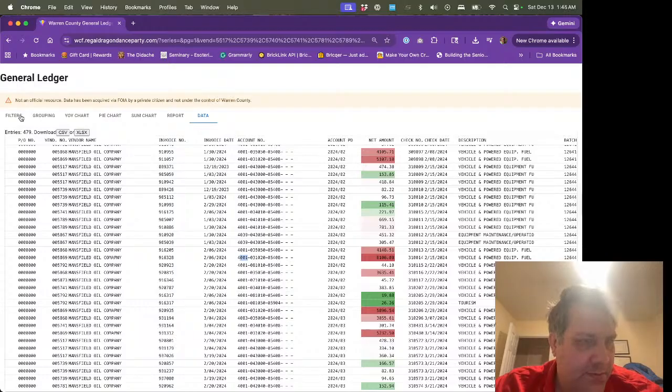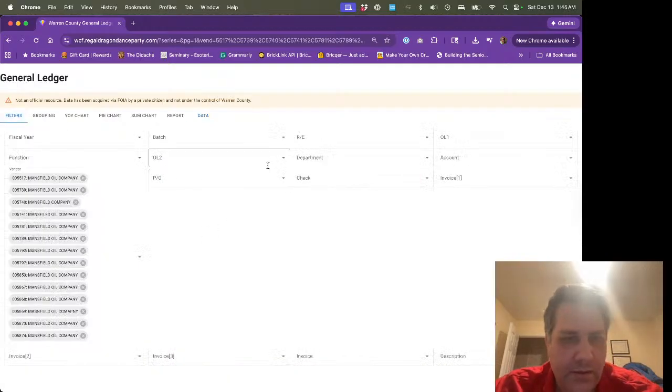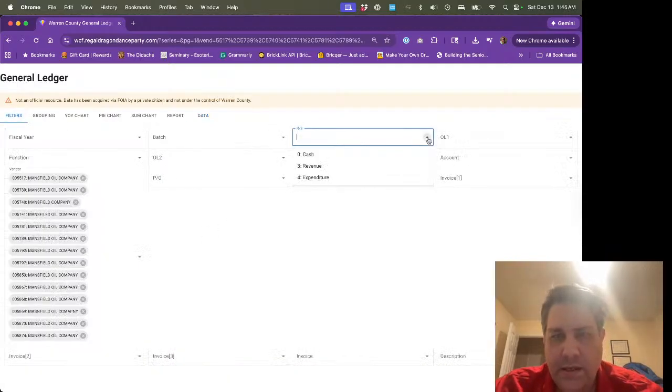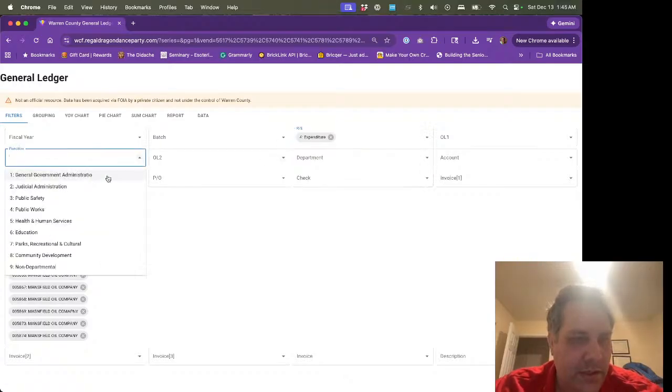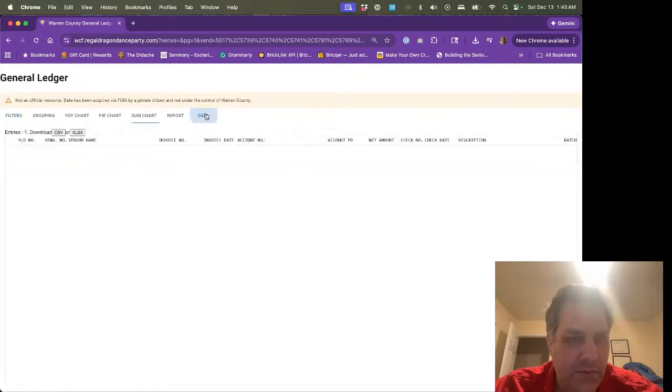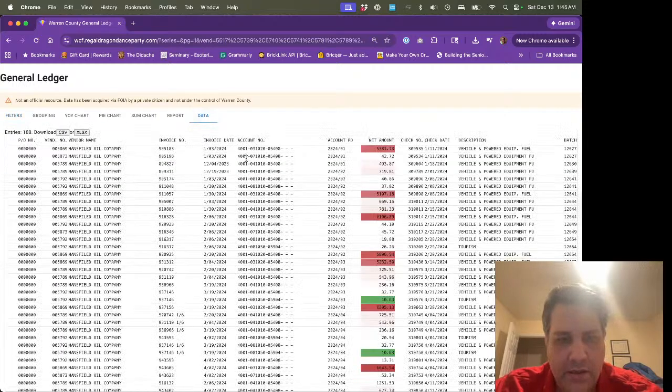So that's mostly like when you go here. So I can say, okay, 3 is revenue, 4 is expenditure, and 0 is cash. So expenditure is what we're looking at. And I think it was 1, general government administration, is what we're looking at. Yeah, so they end with 1. So they're all government administration.